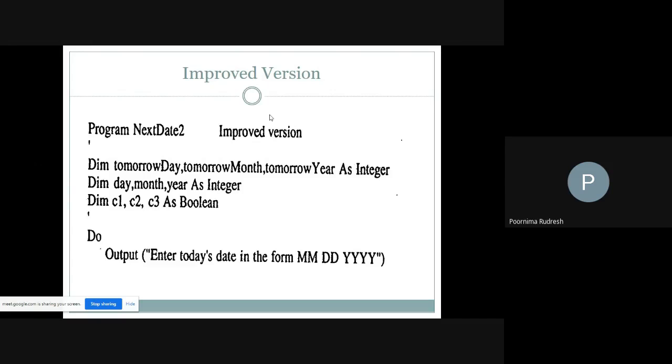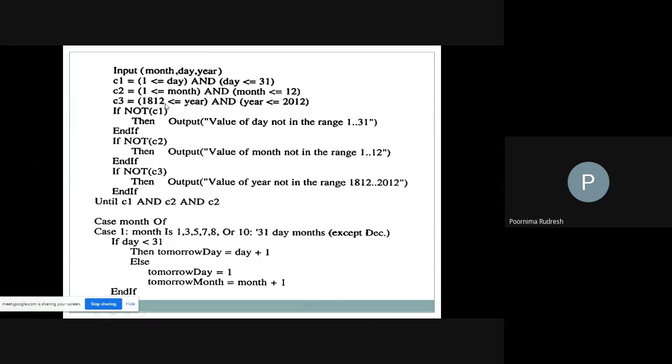Okay, the range is given for C1, C2, C3, and whenever the date is entered, suppose I enter today's date, month is 11, day is 07, and the year is 2020, then what will it display? It will display the error message. Why? Because the year range is given as between 1812 to 2012. So this condition fails.